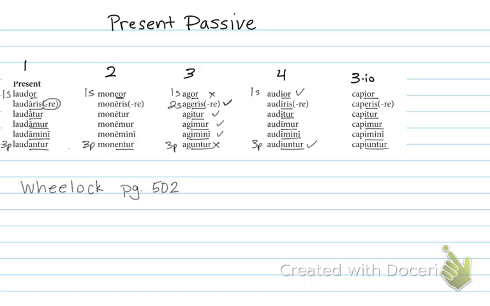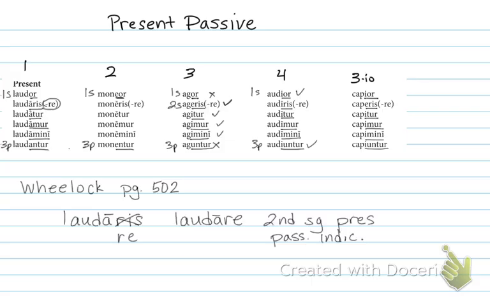If you're wondering what this little thing means, -re, it's an alternative form of the second singular. So you could say laudaris, you are praised, or you could say laudare, you are praised. Unfortunately, this means that the form laudare could either be second singular present passive indicative or the present active infinitive form.